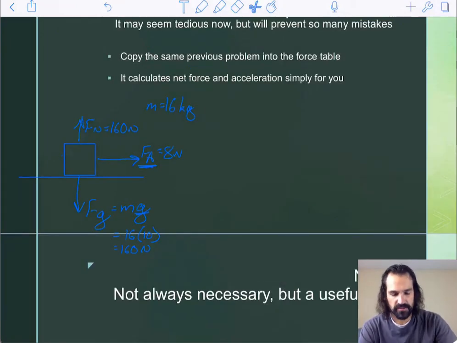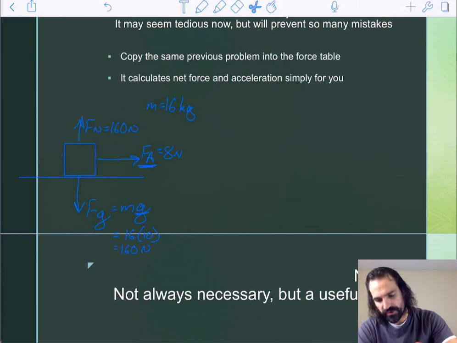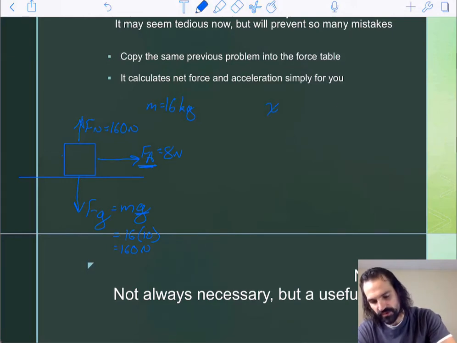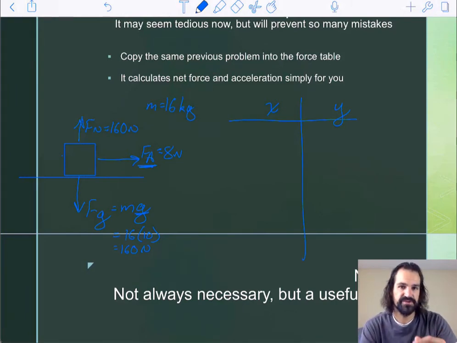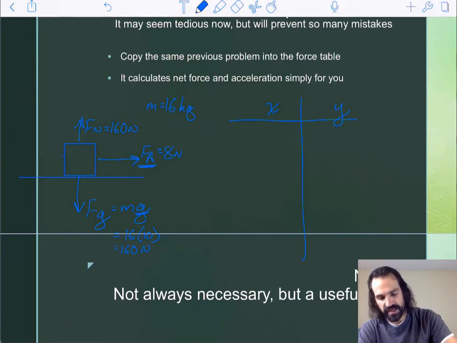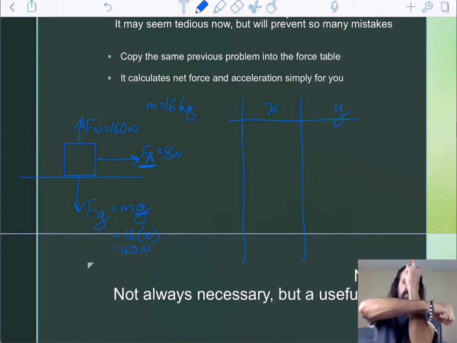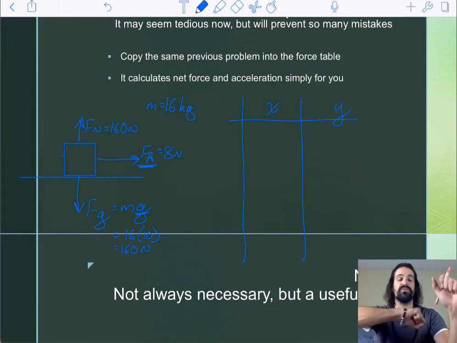And now that we have the problem copied, I'm going to set up my first force table. And the way you do that is relatively simple. We're going to break every force that's acting on the object into how much of it is in the x direction and how much of it is in the y direction. So we're going to break forces down into whether it's an x or whether it's a y.